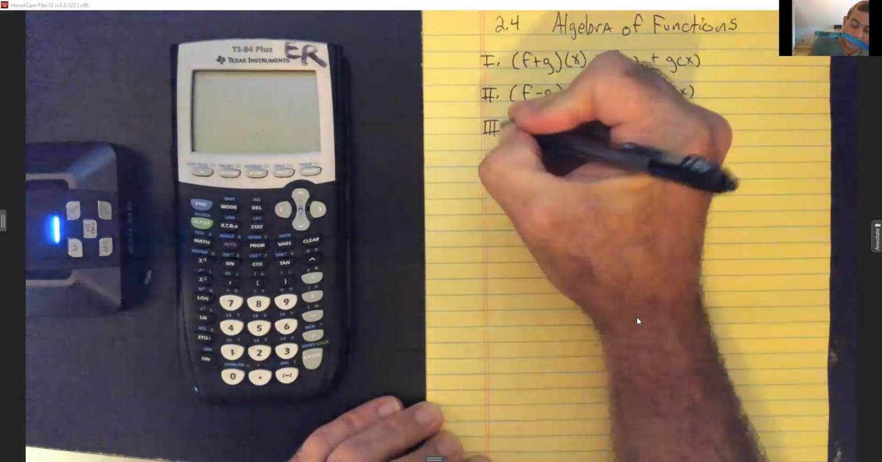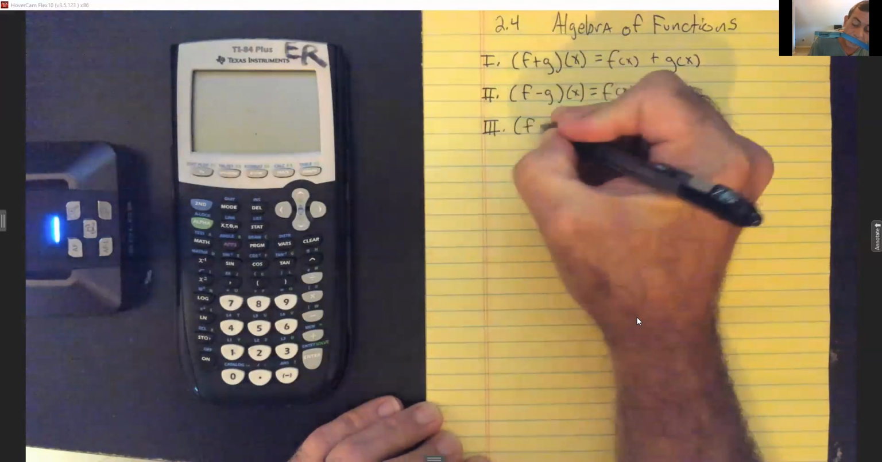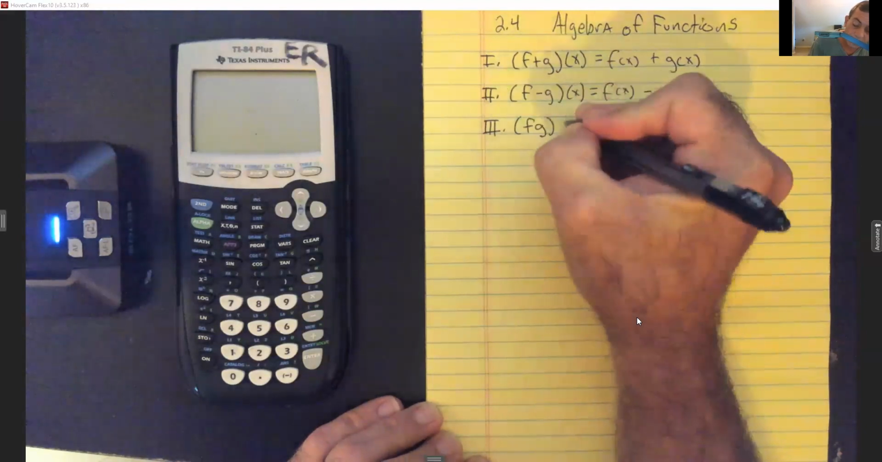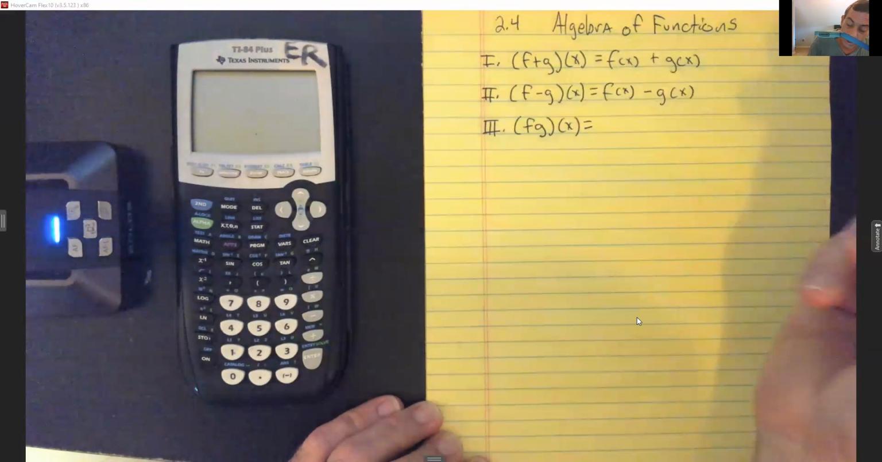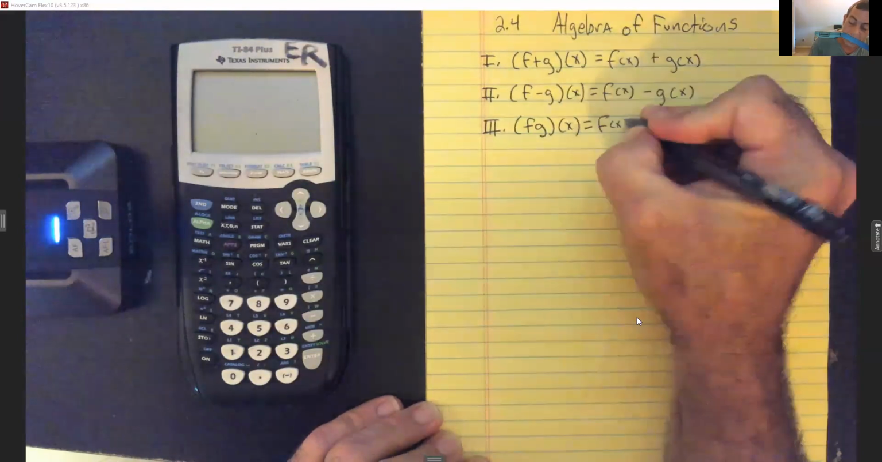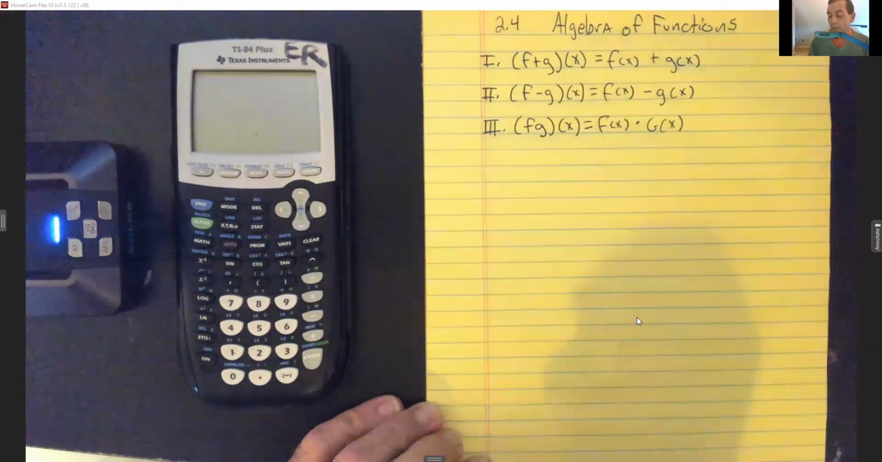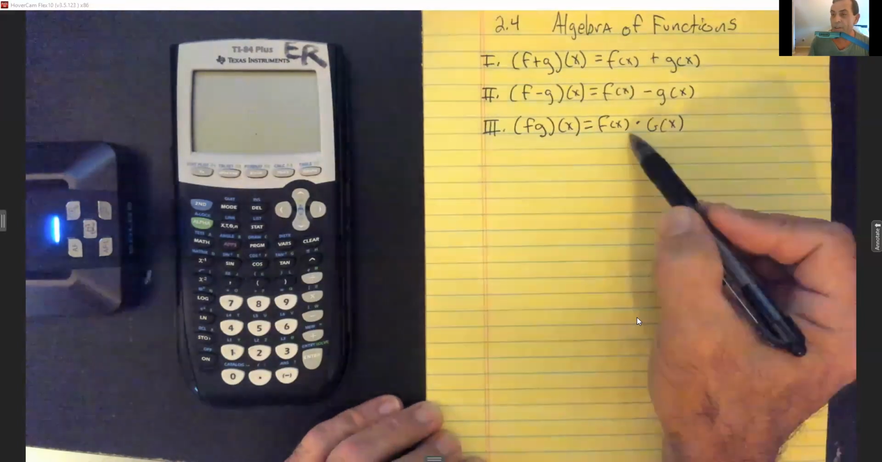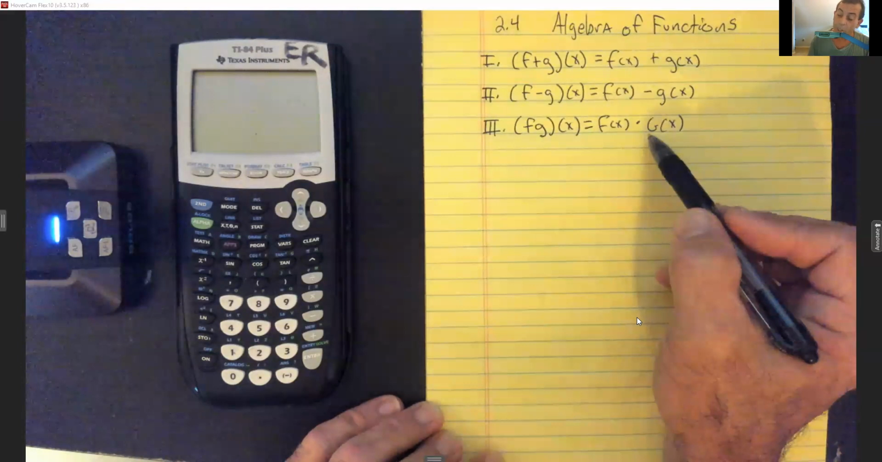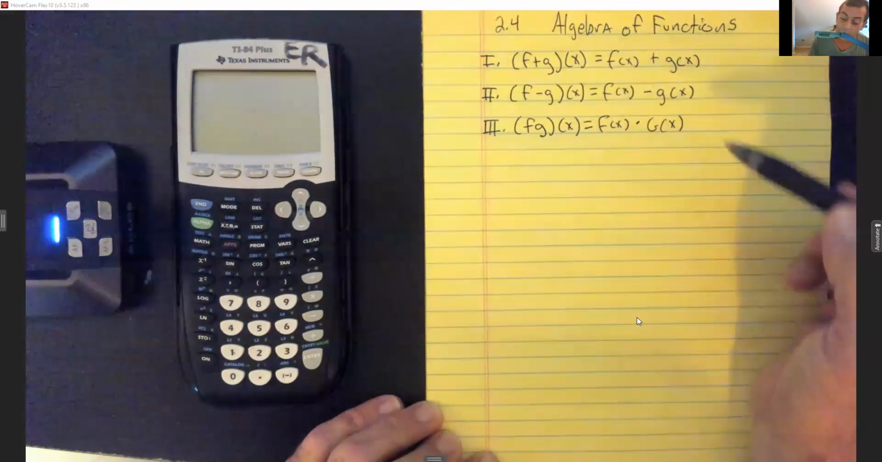Number three will be f times g of x. And that's just going to be what? f of x times g of x. So when you're multiplying functions, there are a few rules we'll have to go over while we're doing those, okay?